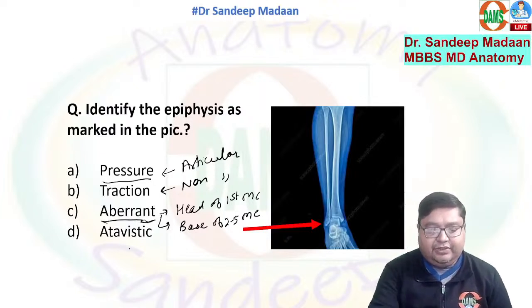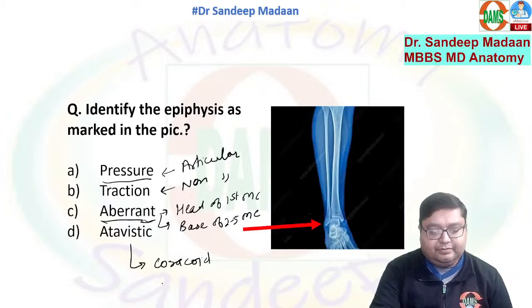And for the atavistic, example is coracoid process and os trigonum, like that.